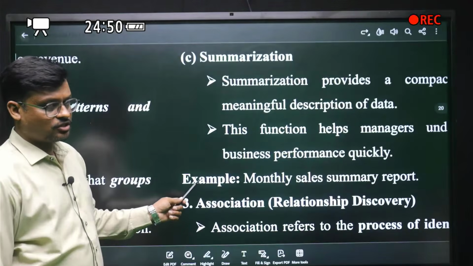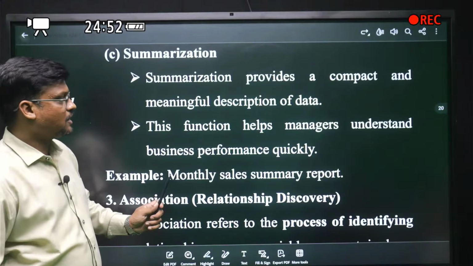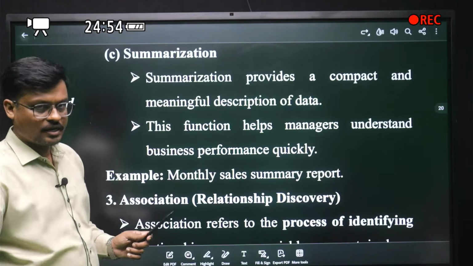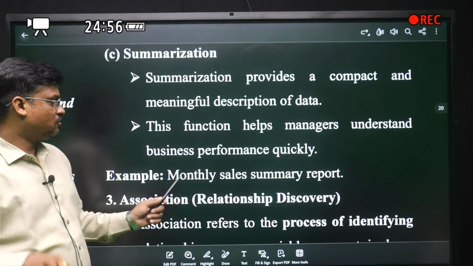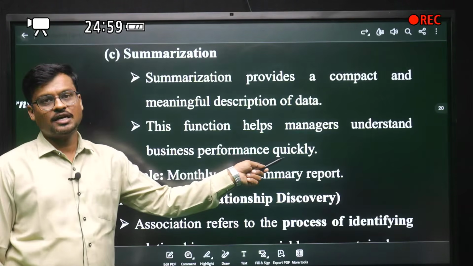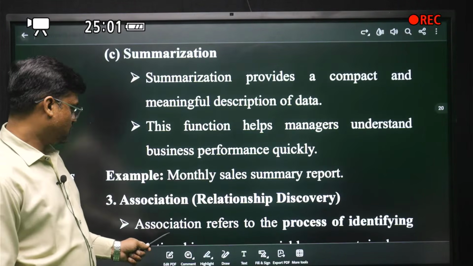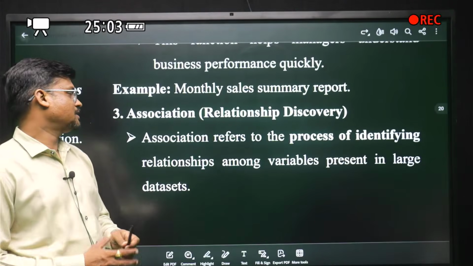Fourth one is summarization. In summarization, we provide a compact and meaningful description of your data so that managers will be able to understand the business performance very quickly. That is your summarization. Example, monthly sales summary report.